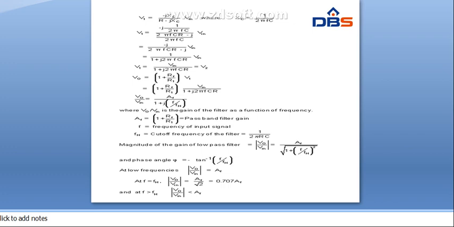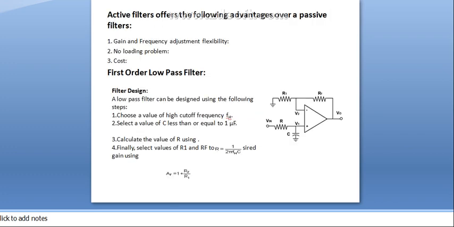In the first order low pass filter, the design steps are: choose a value of high cutoff frequency FH, and select a value of C less than or equal to 1 microfarad and calculate the value of R using 1 by 2 pi FHC, right, and calculate R1 and RF. Okay, these are the design steps of the first order low pass filter. Here we have only one RC section.